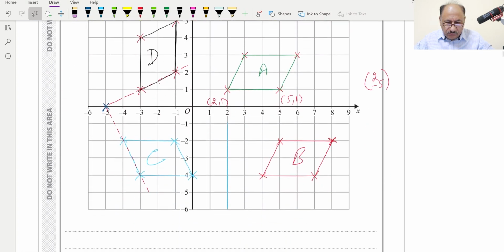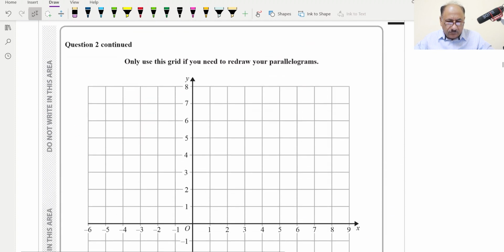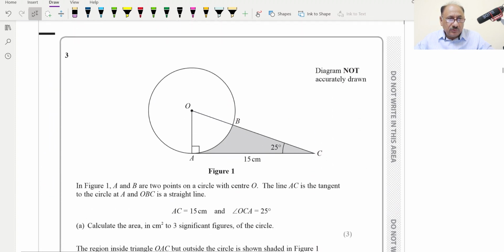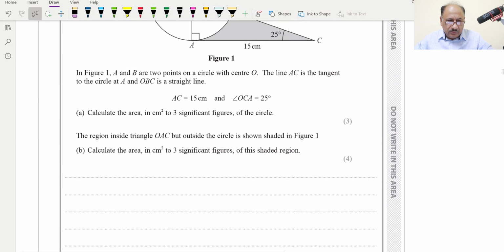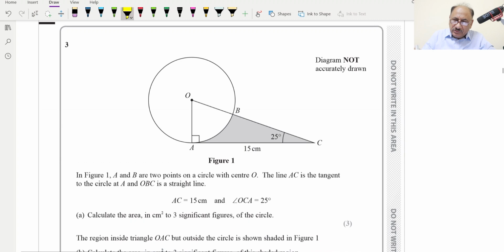Now we can move to the next question. Next question says this one. We can start with this question. Question number 3. Diagram is provided which is not to scale, and in the figure, A and B are 2 points. A and B are 2 points on a circle with center O. The line AC is the tangent to the circle at A, and OBC is a straight line.